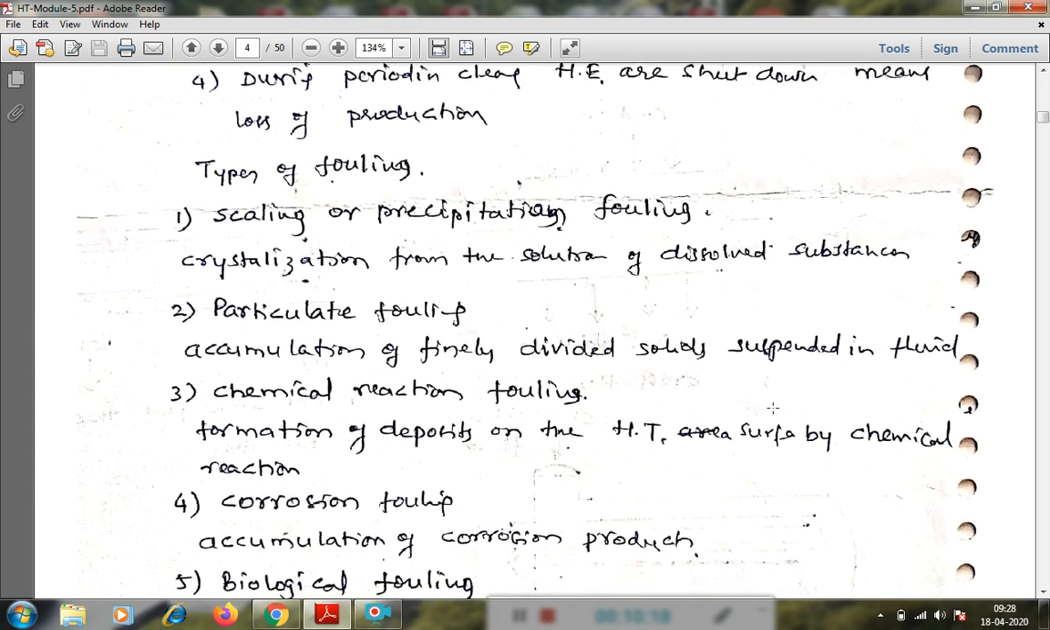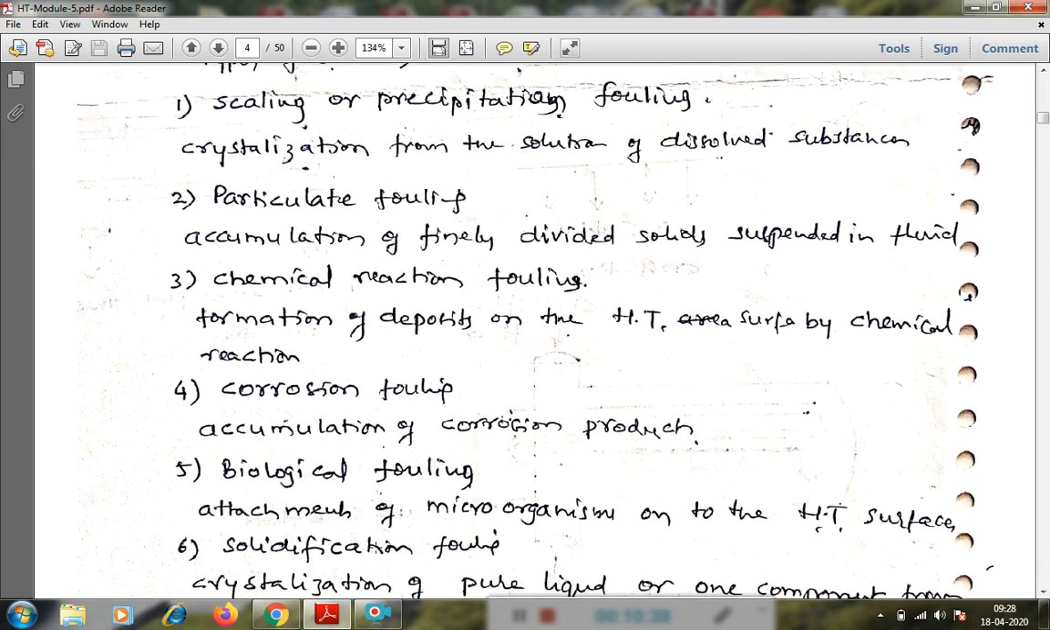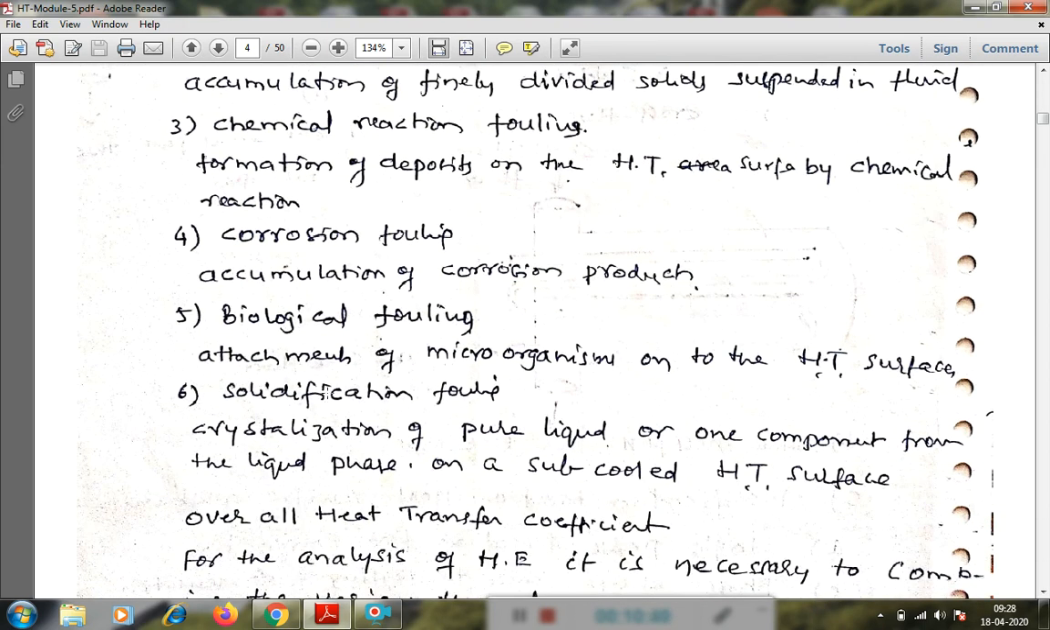Whatever fouling is there, we will call it fouling. The fouling will be due to scaling and precipitation fouling, crystallization of the solution's dissolved substances, particulate fouling, chemical reaction fouling, corrosion fouling, biological fouling, and solidification fouling. Like this, different types of fouling take place. Different types of deposition or accumulation take place on the heat transfer surface.